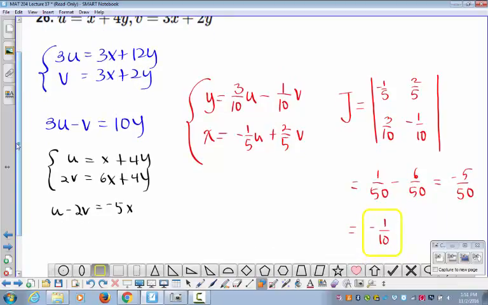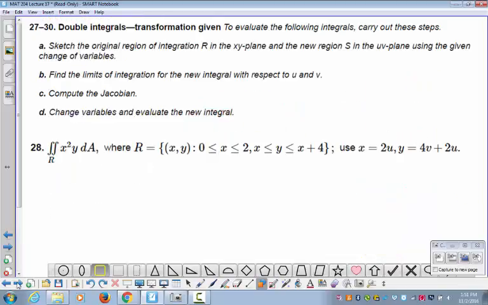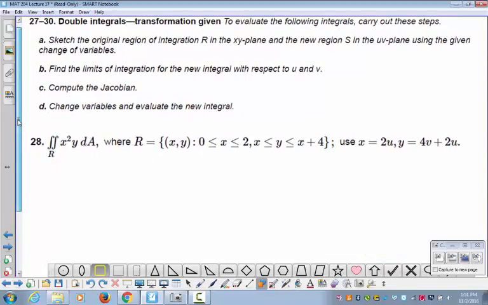All right, so let's do one. Let's do a real one then. There's no integral. We need an integral to do a real one.